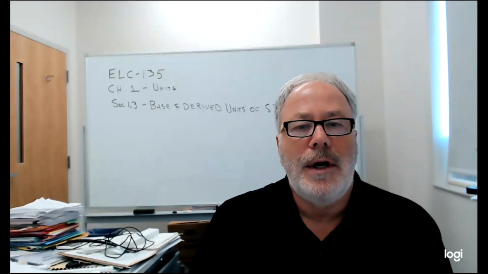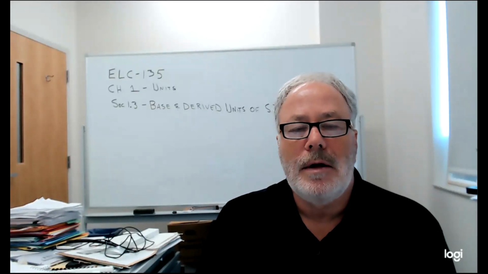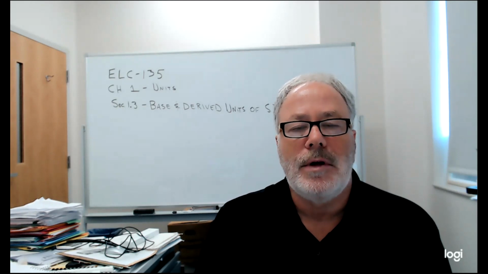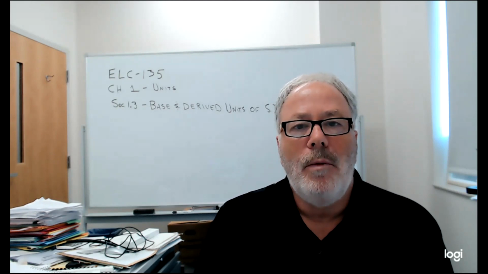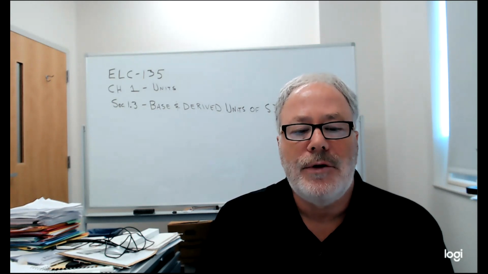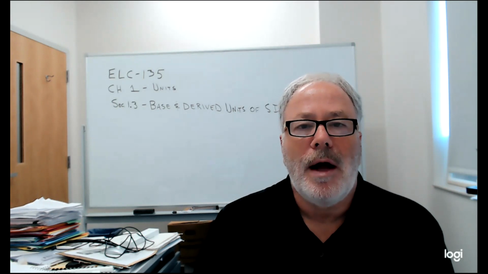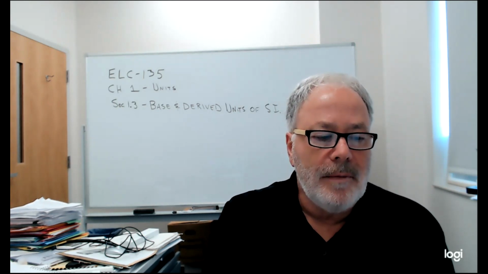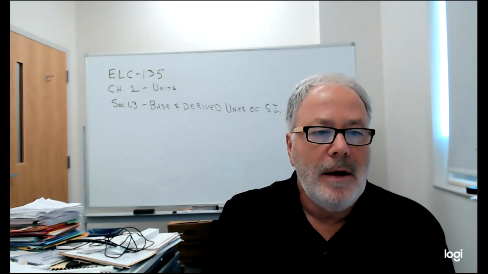The third section in chapter 1 is titled Base and Derived Units of the SI. And what we discover in this section is that there are 7 base units that comprise the SI system. Let's look at those and talk about them just a little bit.